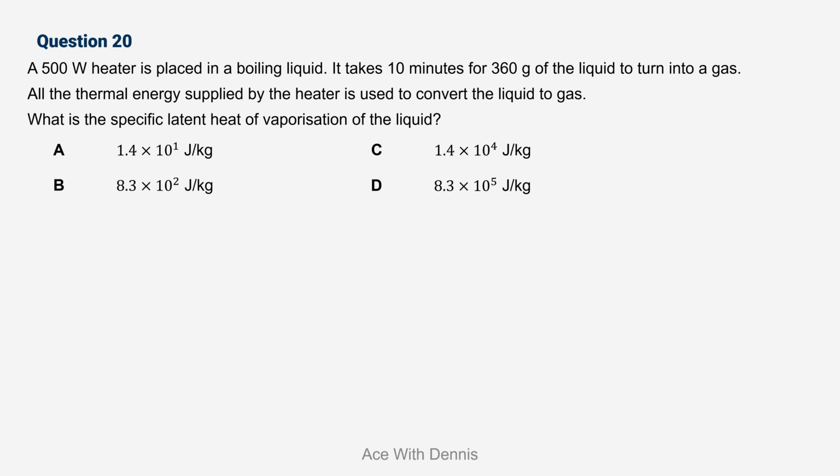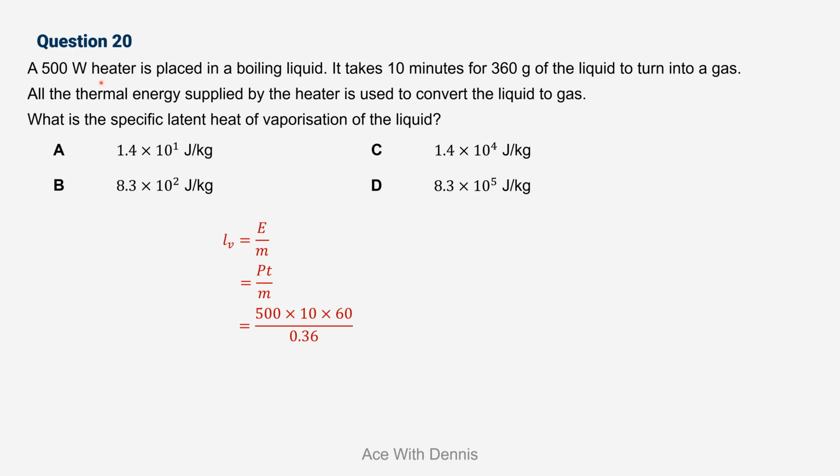Okay, so to get the answer, we need to do some calculations here. We want to find the specific latent heat of vaporization. So we use the formula: specific latent heat of vaporization, Lv, equals the energy divided by the mass. But we are given the power, so energy will be the power multiplied by the time in terms of seconds. Okay, so we can now start to fill in the information given.